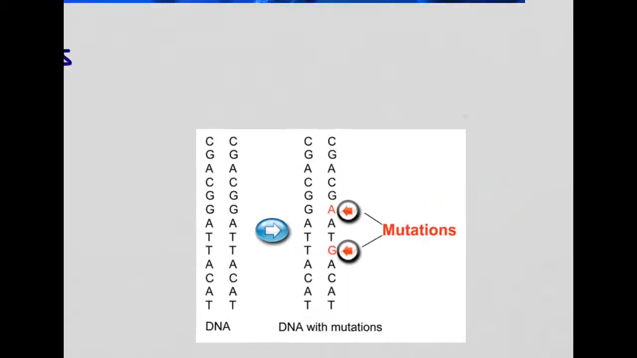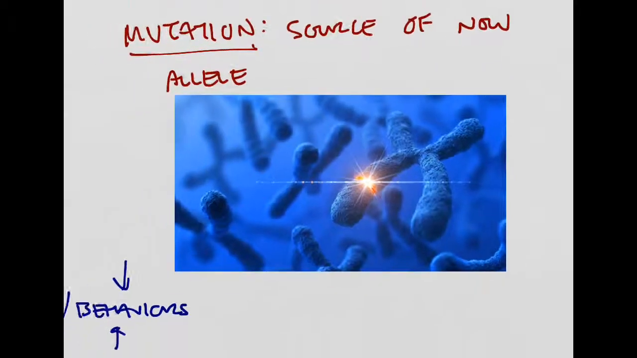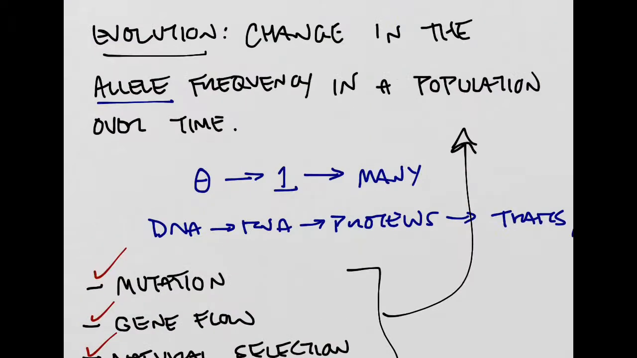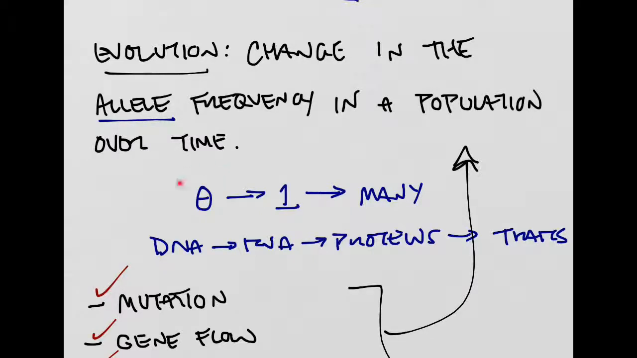Okay, so understand that a mutation is what ultimately takes us from, going back over to here, it takes us from the concept of having none of that allele to suddenly having a single copy of that particular allele.